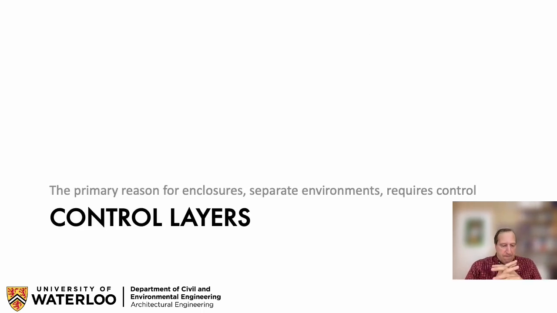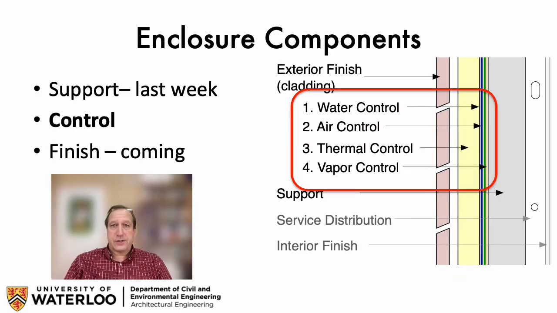Now, we're going to dive into the control layers side, and control layers are needed to fulfill the primary function of the building enclosure, which is to separate the exterior environment from the interior environment. That function generates loads because of differences in heat, air, moisture, fire, sound. And to control those forces, we create these functional components called control layers.